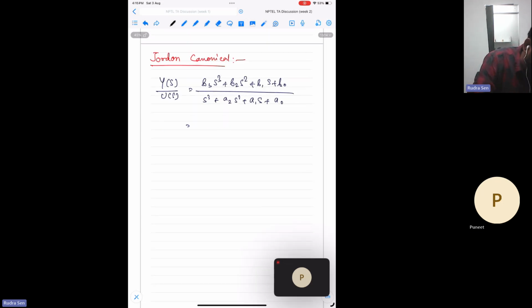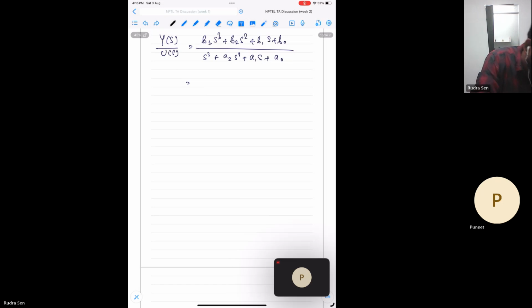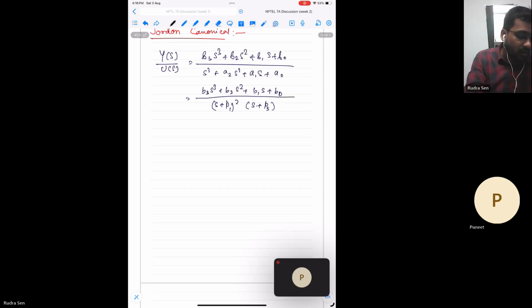And now let's say this system has b3 s cubed plus b2 s squared plus b1 s plus b naught over the denominator, which is, let's say, (s plus p1) whole square into (s plus p3). Since the numerator and denominator have the same degree, we have to separate this b3 term.